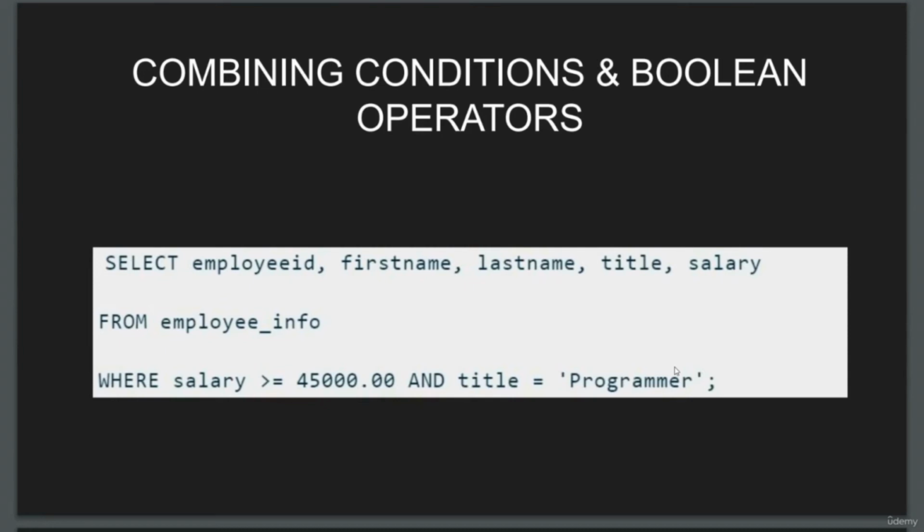Here is one example we have. We are selecting employee ID, first name, last name, title, salary from the employee info table. This is the table name, and these are the column names, and this is the condition. This is one condition where salary is greater than or equal to 45,000, and this is another condition. Remember, we said two or more conditions. Here we are specifying two conditions, and that's why we are using AND here.